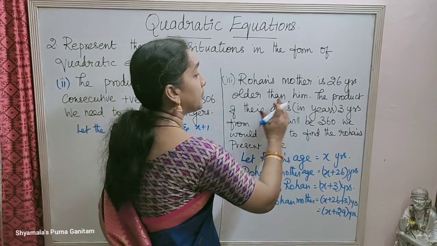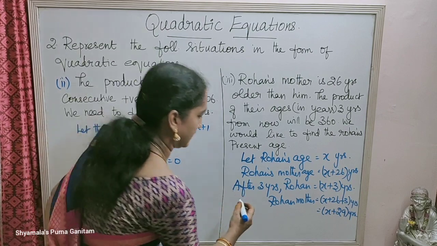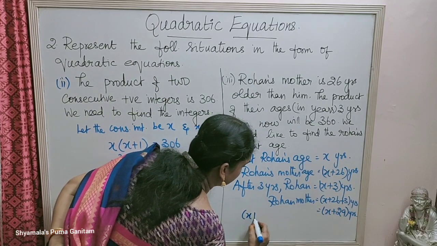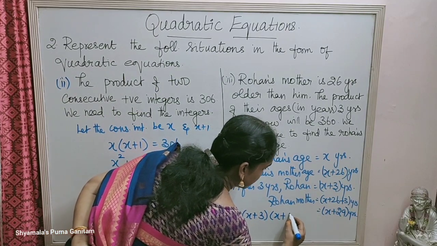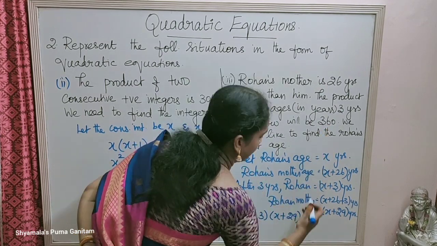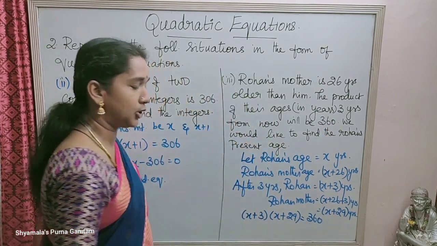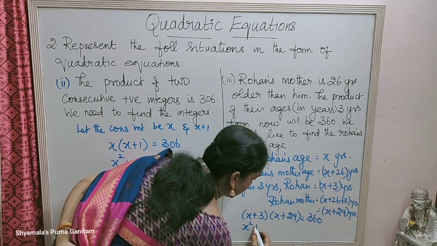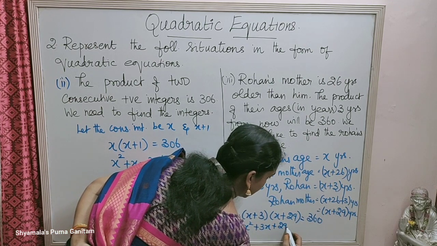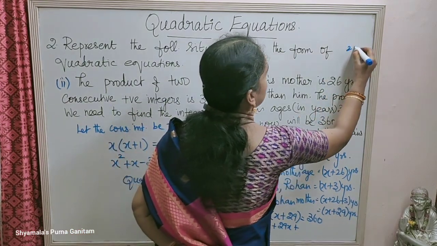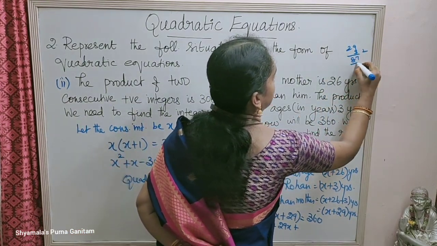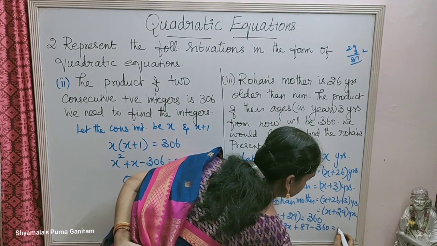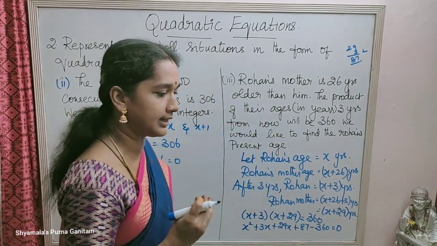Then the product of their ages after 3 years, that is x plus 3 and x plus 29. So if we find the product of this, x plus 3 into x plus 29 is equal to 360. When you simplify this, you will get the quadratic equation. So x squared plus 3x plus 29x plus 29 into 3. 29 into 3 is 87. So plus 87 minus 360. I am bringing the 360 to the other side, minus 360 is equal to 0.